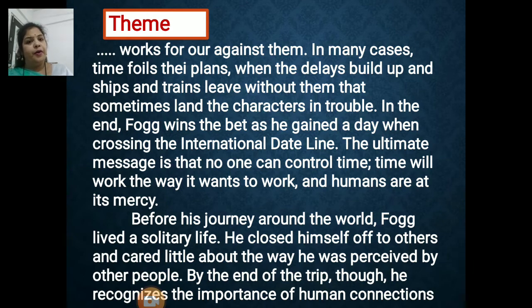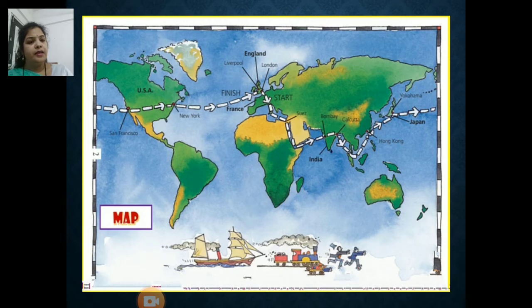In the end, Fogg wins the bet as he gained a day when crossing the international date line. The ultimate crossing of the international date line plays a very important role in it. The ultimate message is that no one can control time. Time will work the way it wants to work, and humans are at its mercy. Before his journey around the world, Fogg lived a solitary life. He closed himself off to others and cared little about the way he was perceived by other people. By the end of the trip, though, he recognizes the importance of human connections.